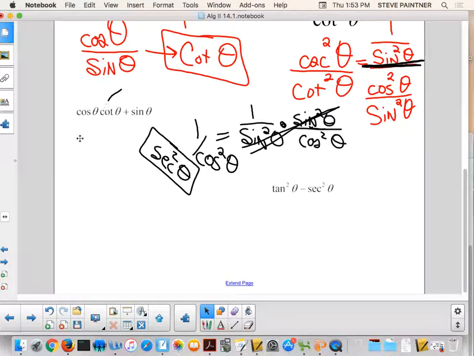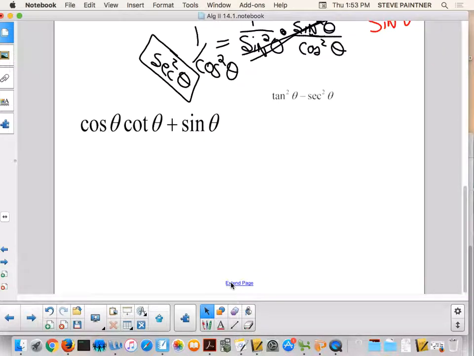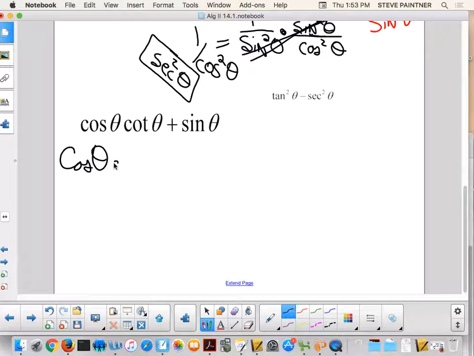Okay, here we go. Next up, this one. I see take this times this and then add this. So if I'm thinking GEMDAS or order of operations, what do I have to do first? Multiply first, add last. So I'm going to take care of these two and then I'll add sine later. All right. What don't you like about these two? Cotangent. Get rid of it. Cosine of theta times what?